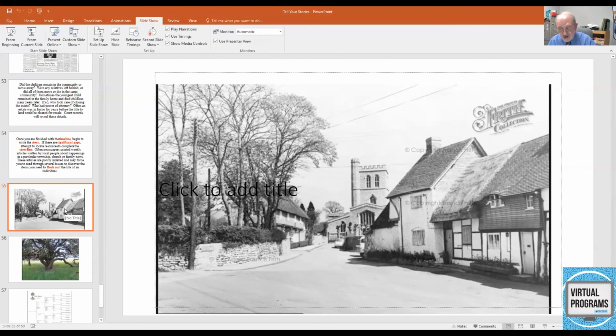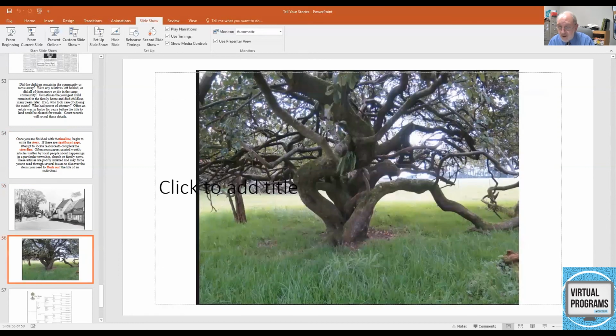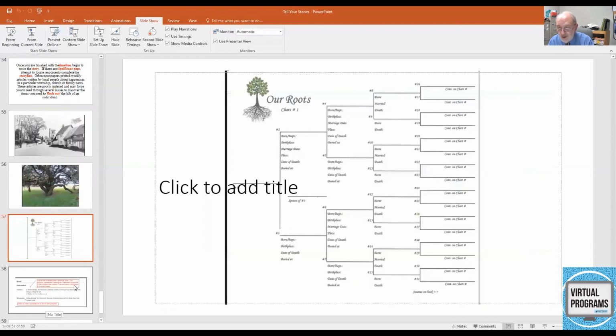Does a country church still remain where the family worshiped? Is there an old gnarled tree that was alive when your person was living? Are there other buildings which have survived from the time period? The more you can incorporate in your story, the better. You may also want to include a pedigree chart and family group sheets at the end of your report.